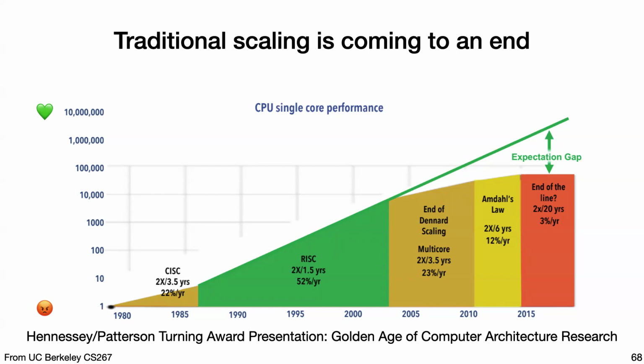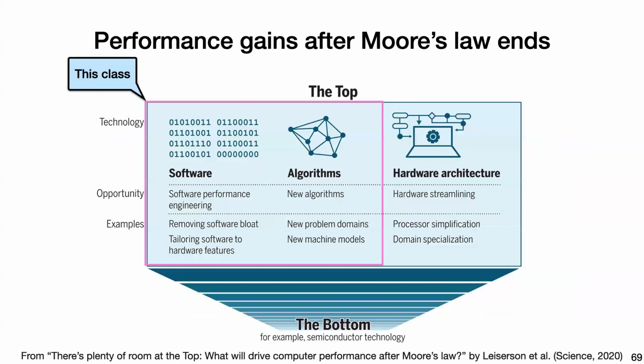During Moore's law, we had 2x every 1.5 years or so. In multi-core, we got 2x every 3.5 years. And now even that is kind of falling off. After 2010, we're doing 2x every 6 years. And now 2x every 20 years or something like that. And so there's a paper, maybe you should read it. I can upload it.